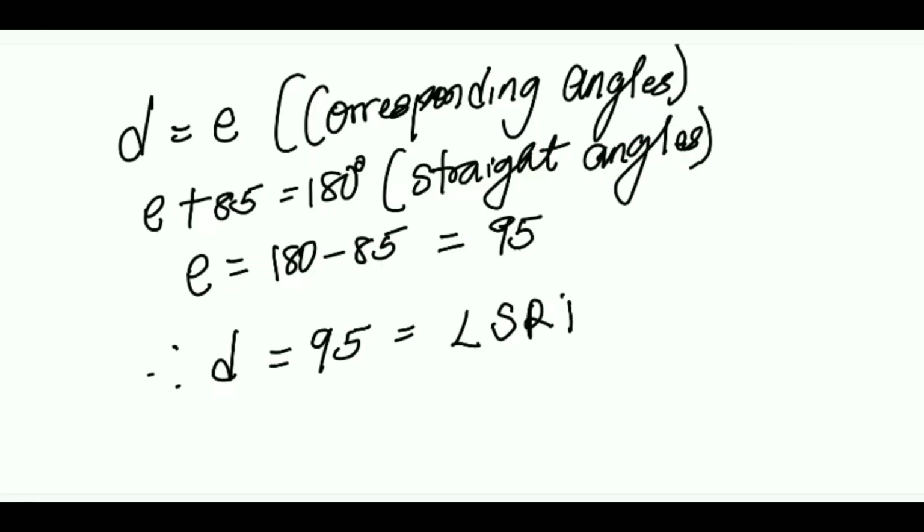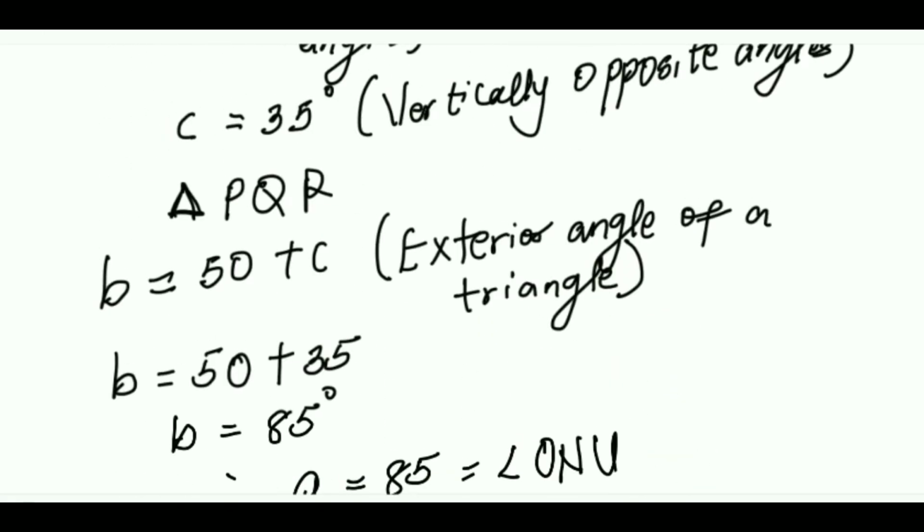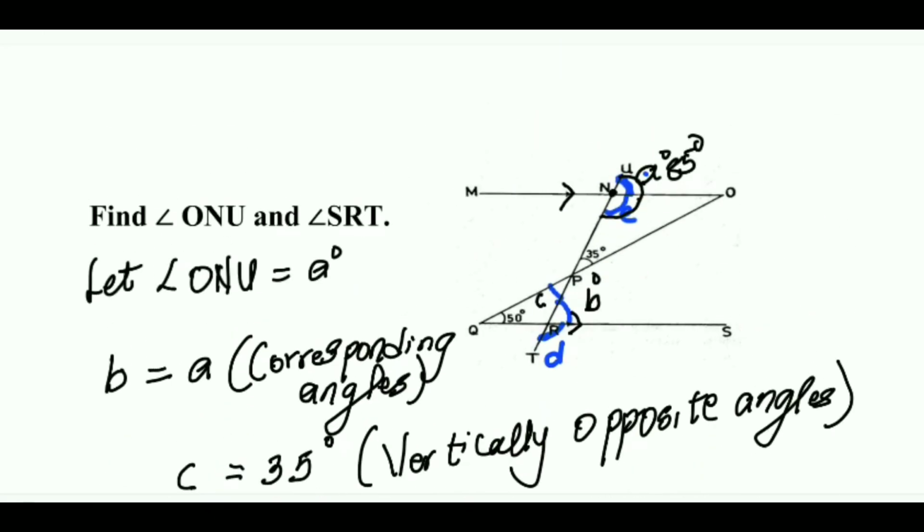So 50 plus 35 is 85 degrees. So B is 85 degrees. And I've said that B is equal to A. So therefore, A equals 85 degrees, which is the same thing as angle ONU. ONU, 85 degrees. I hope that is clear to you.